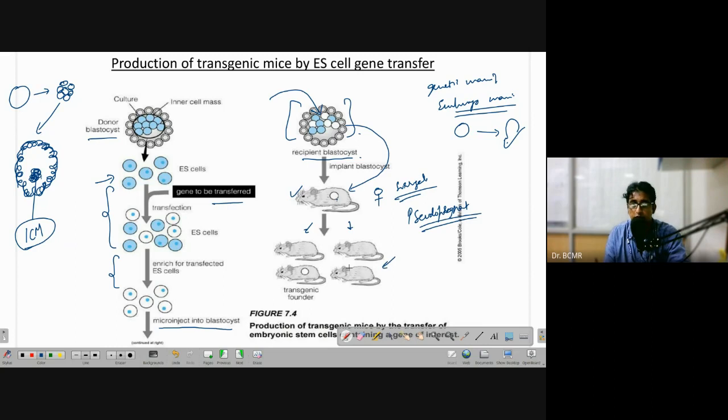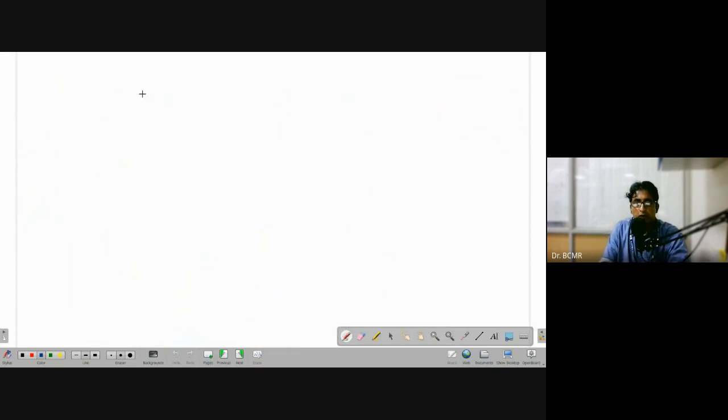And then we have to perform molecular analysis. This is the first transgenic founder. In the sense, it is still not direct here, right? Say, for example, I'll try to use this cell. Sorry, I'll make a slide here.